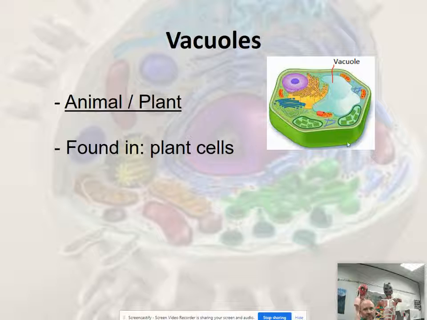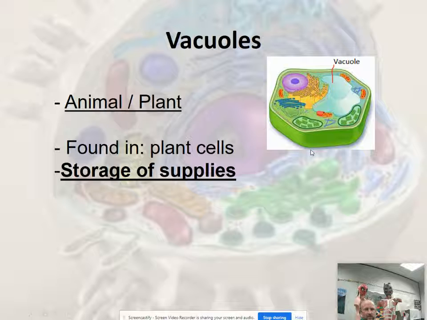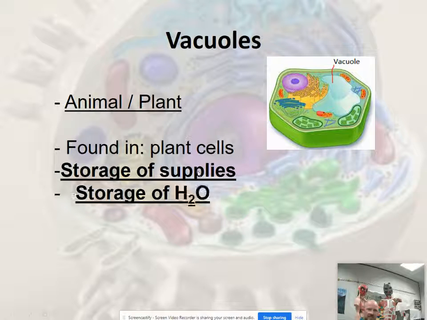So I've said just found in plants for our purposes. They're not very common in animals, very common in plants. And what they do is they store supplies. In animals, they store more like sugars and stuff like that. In plants, they mostly store H2O, which is water. So here's a plant cell. It has huge vacuoles all over, takes up a lot of the cell, lots of water in the plant cell.